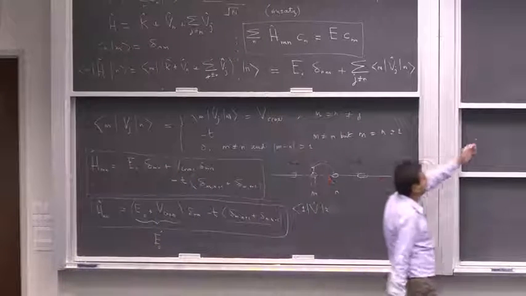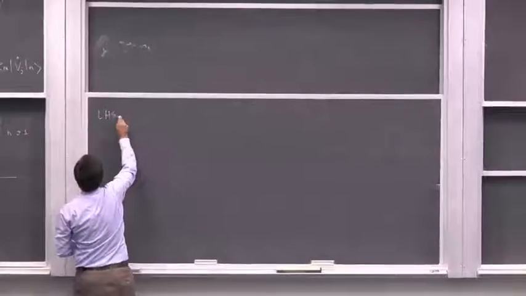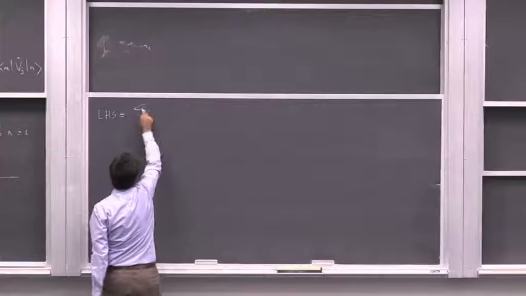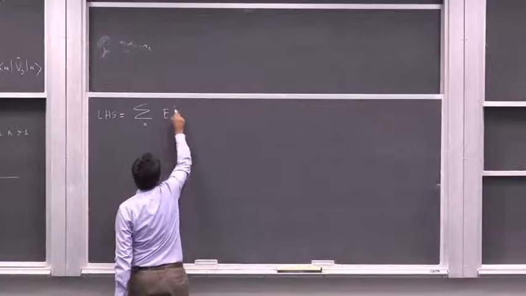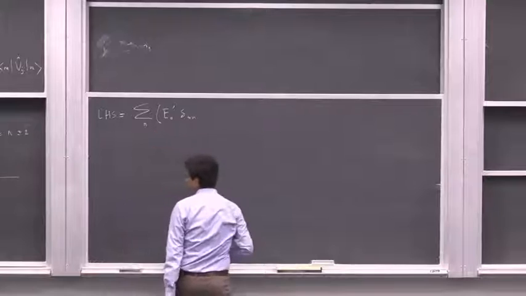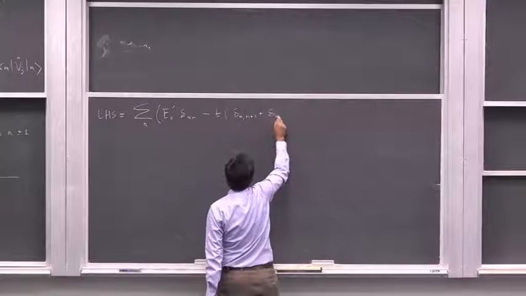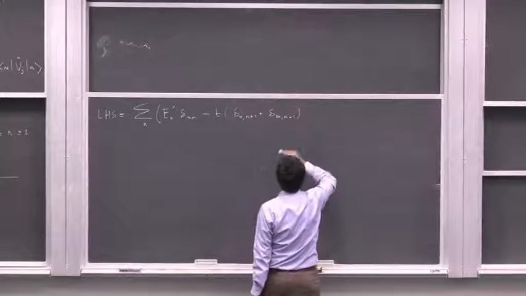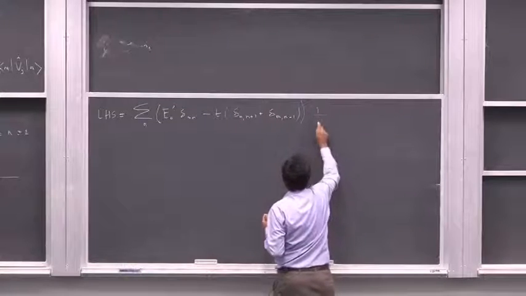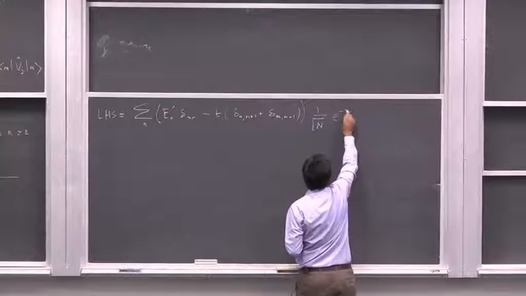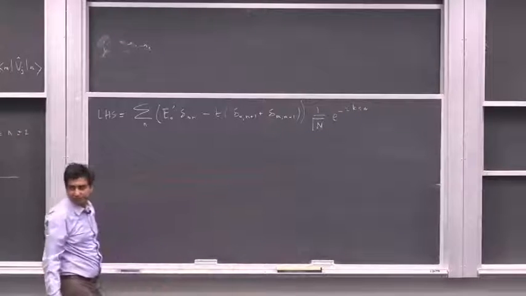So I take the left-hand side of the Schrodinger equation: the sum over m of h_mn, which is E naught prime delta_mn minus t (delta_m,n+1 plus delta_m,n-1). Now this acts on C_n. C_n, my trial solution, is 1 over root N times e raised to the power minus i k n a. This is the coefficient of my trial solution.